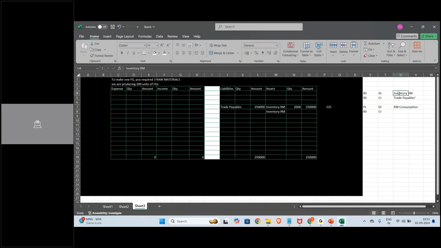Inventory RM is balance sheet. See, I am writing a P and L, so now it is balance sheet and P and L effect. I will reduce from here minus 600, and the cost will become 125 into 600, so 75,000. So here RM consumption, 600 units and 75,000. Perfect. And you guys agree with me, right?